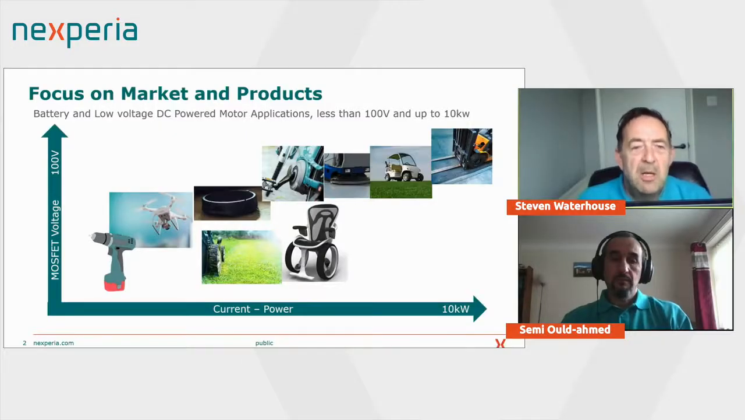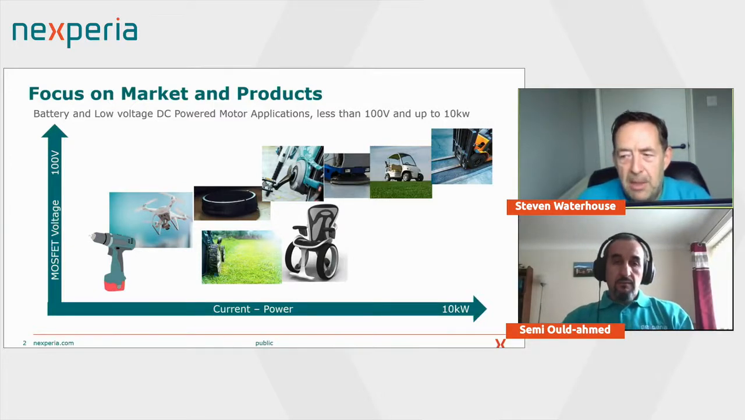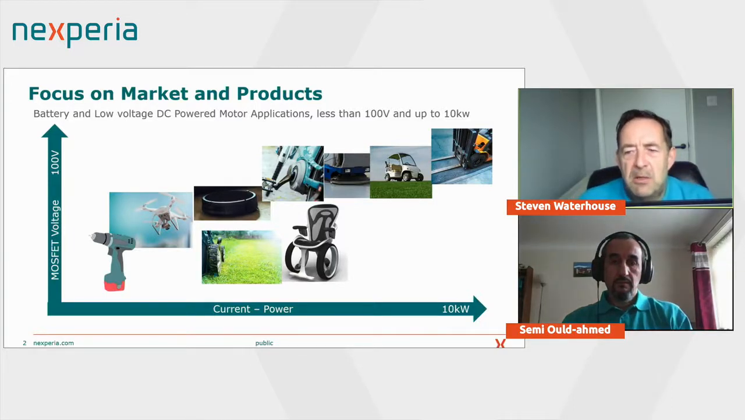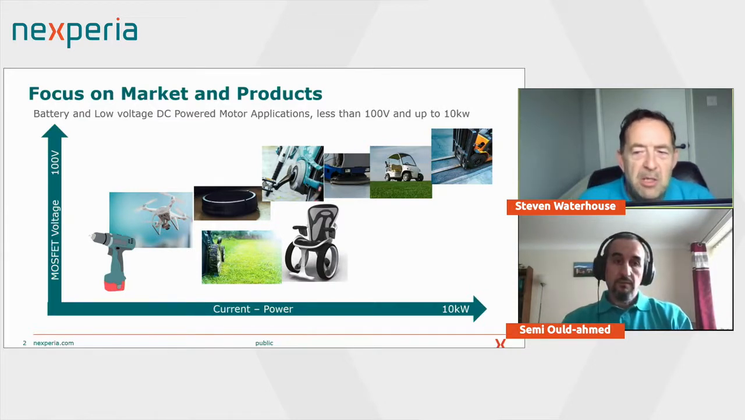So for this session, we're going to focus on the motor control market and products in the range up to 100 volts and up to about 10 kilowatts in power. This market is quite wide. We see some products which are cordless power drills, which are quite low power, all the way up to material moving equipment, forklift trucks or golf buggies. And in between, we have industrial cleaning, e-bikes, wheelchairs, some home appliances, and some gardening tools. So it is quite a wide-ranging mix of products we see in this market.